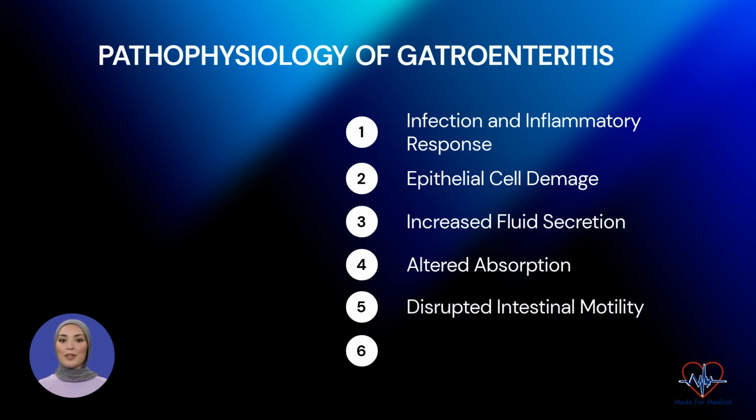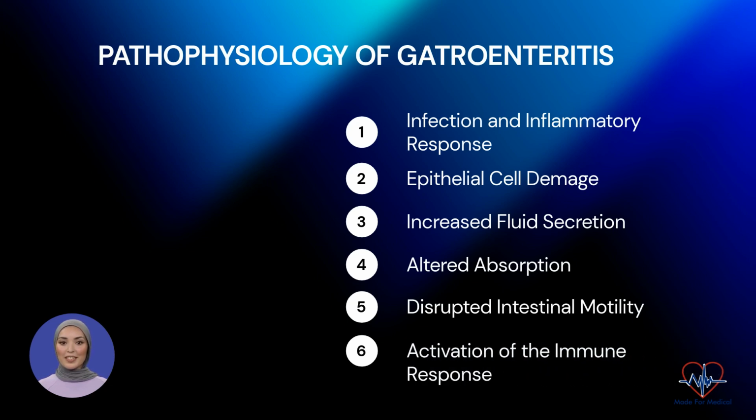Disrupted intestinal motility. Gastroenteritis can disrupt the normal rhythmic contractions of the intestines, known as peristalsis. This disruption can lead to changes in bowel movements, such as increased frequency and urgency. The altered motility patterns may contribute to diarrhea and abdominal cramping.